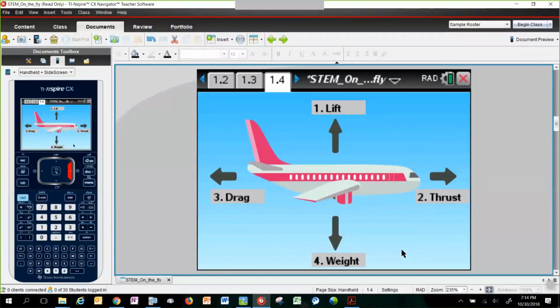Two of those forces we can really do something with, lift and thrust. We can control those for the most part. Drag and weight are a little more difficult to influence. You can decrease drag by making the plane more aerodynamic, which is why planes don't look like buildings flying through the sky. And weight is really controlled by gravity, so there's not a whole lot we can do about that. So the two forces we can control, we try to do as efficient a job as possible. All right, Curtis, we'll jump over to page 1.5.